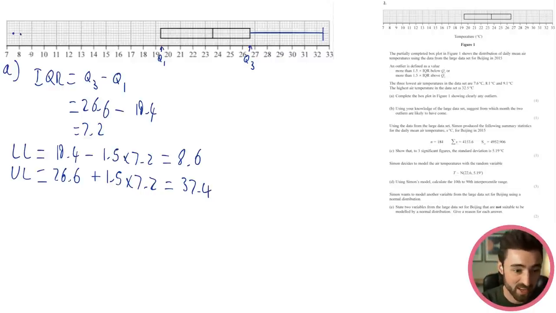It says show clearly, so just be really clear to your examiner. Do whatever you can to really let the examiner know that you know what you're doing. So there are your outliers.